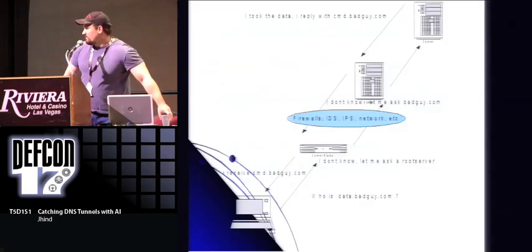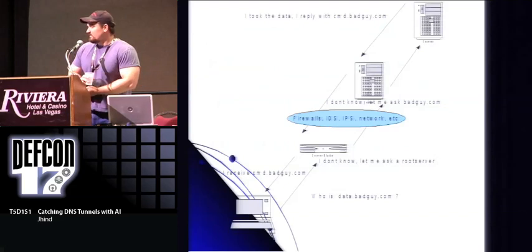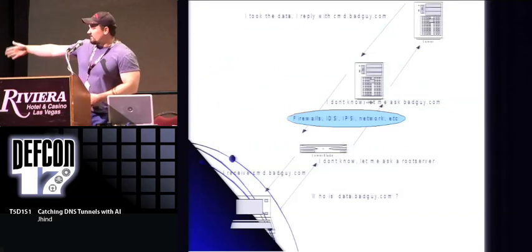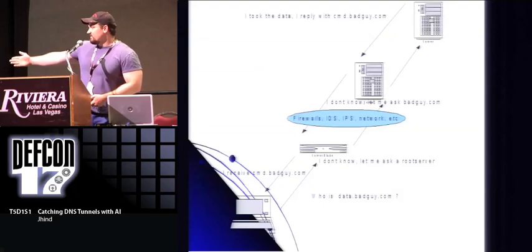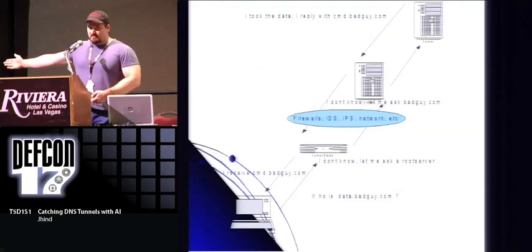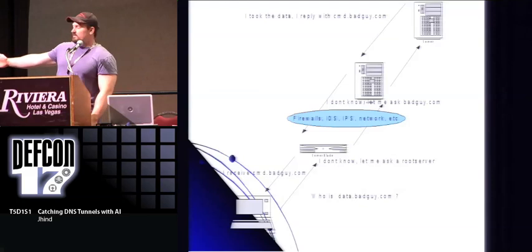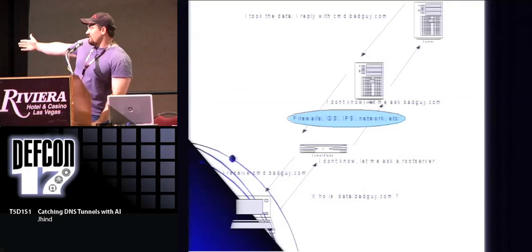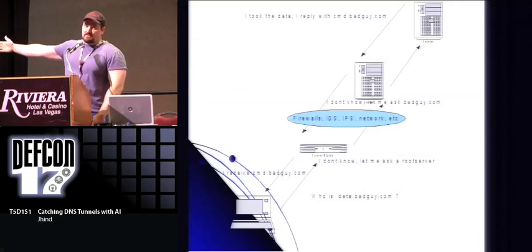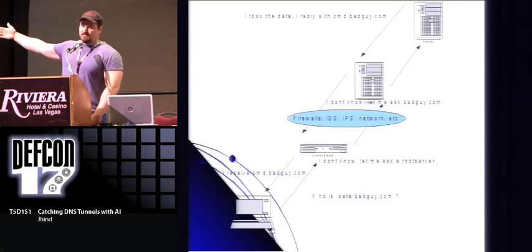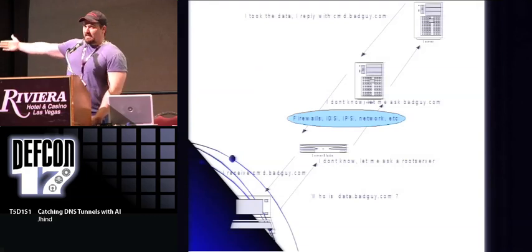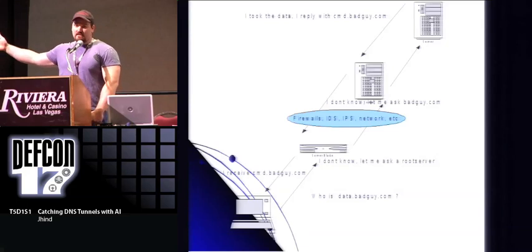So let's walk through a real basic DNS tunnel. I don't know if anybody can see this from where you're at. But in the lower left-hand corner, we've got a host. And he makes a request. Who is data.badguy.com? Okay? And that request goes to his DNS server, and the DNS server says, I don't know who data.badguy.com is. Let me ask a root server. So that same request then gets passed to the root server. Root server says, I don't know either. Let me go ask badguy.com, who's authoritative for that. So he goes to the actual authoritative badguy.com server.